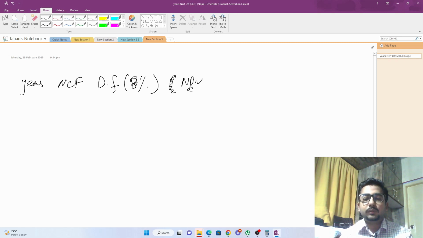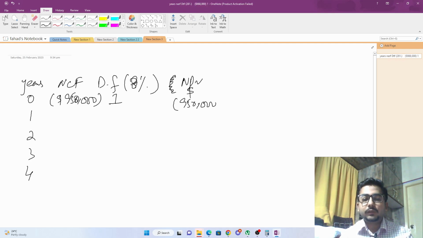I don't know why I put the brackets. Year 0, year 1, year 2, year 3. Is it necessary to write year 0? Yes, it is necessary. The net cash flow is negative, so I'm putting a bracket. Why is it negative? Just because in the first year it is a cash outflow, so that's why it is negative.